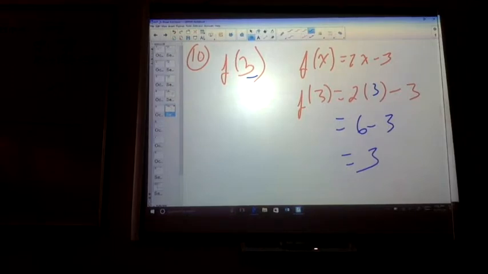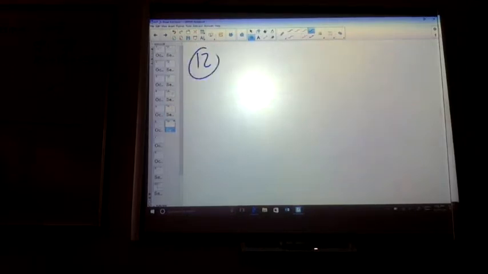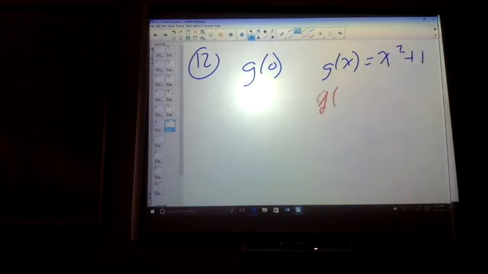12? 12. You have g at 0. So you're going to use g at x equation. So g at 0 means I'm going to plug 0 squared plus 1. So that's 0 plus 1, which is 1. And then what else? Anything else on up through 19? Going once, going twice?